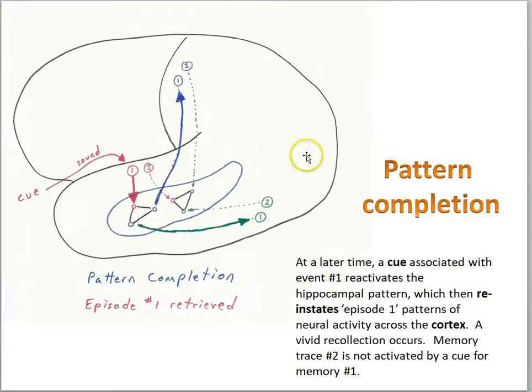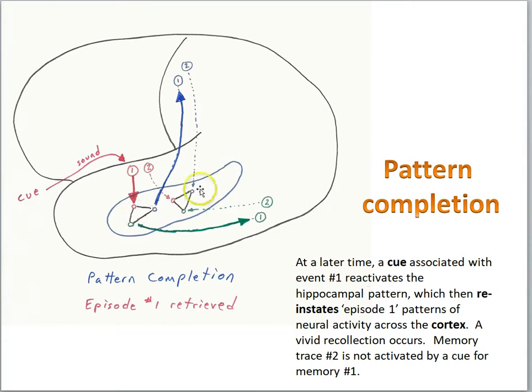1 or 2. Now, in this picture then, we do see that we've got 2 memory traces for event number 1 and event number 2. So at a later time, if a cue, in other words, a sound that was present during episode 1 or event 1, is heard again, it will selectively reactivate the hippocampal cells that were involved in making the memory trace for episode 1. That sound cue reactivating those hippocampal cells then is going to reinstate a cortical pattern of activity. So the cortical memory traces that were associated with episode 1 will get reactivated.